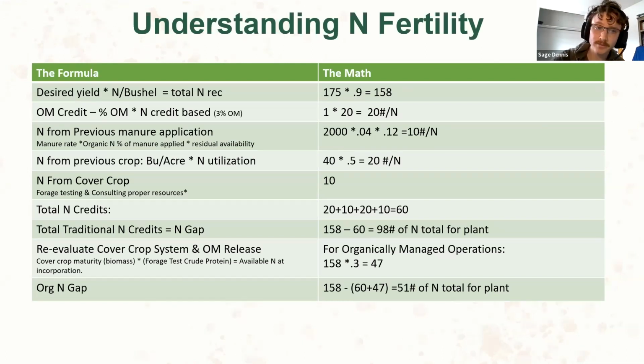But speaking of cover crops, in speaking with this farmer, they say that they safely account for 10 pounds of nitrogen to be available through incorporation. So we have 20 pounds from the organic matter, 10 pounds from last year's manure, 20 pounds from last year's crop, and 10 pounds from the cover crop, which leads to a total of 60 nitrogen credits. So let's figure out what our nitrogen gap is. The total needs minus the credits equal the total remaining, or 98 pounds.